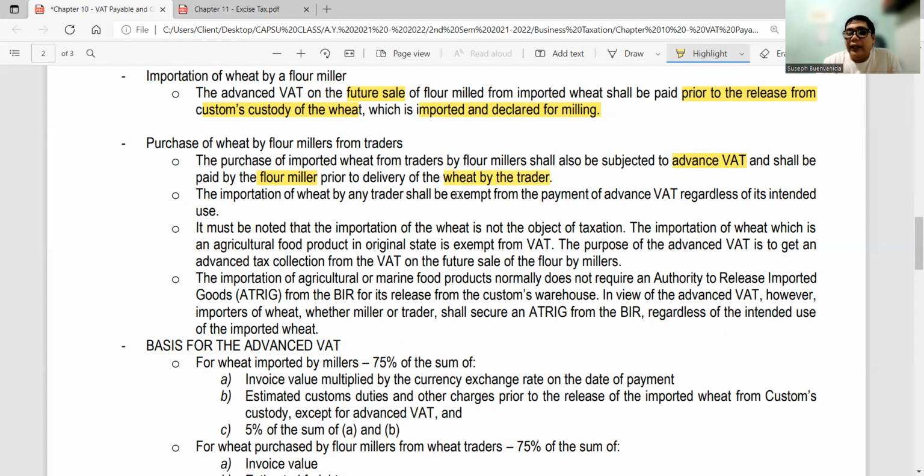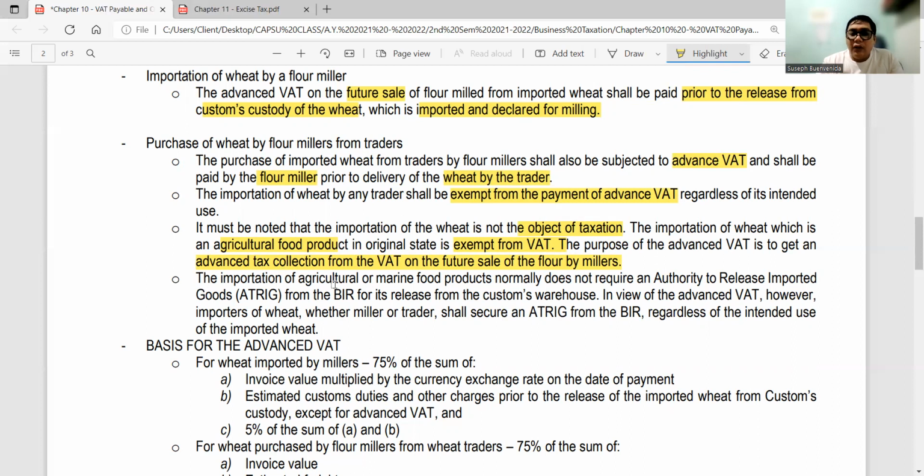So the importation of wheat by any trader shall be exempt from the payment of advance VAT regardless of its intended use. So it must be noted that the importation of wheat is not object of taxation. Kay ano sila, di ba? Agricultural produce. Take note of some exemption kasi ang wheat is a raw material na wala pa ka-undergo process, di ba? Sa aton nga topic about exempt goods, part sila sa mga agricultural produce which does not undergo simple processes, and part sila sa tong mga exempted nga goods. Importation of wheat, which is an agricultural food in its original state, is exempt from VAT. So the purpose of advance VAT is to get an advance tax collection from VAT on the future sale of the flour by millers.